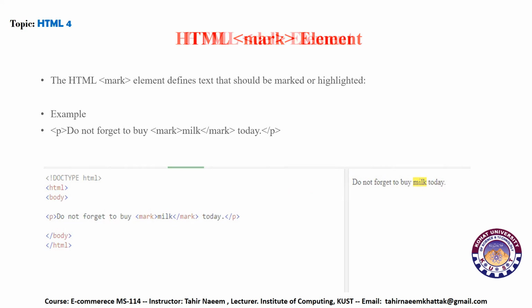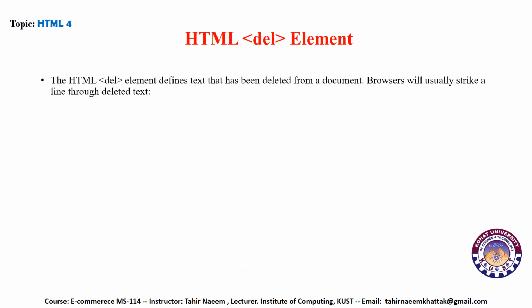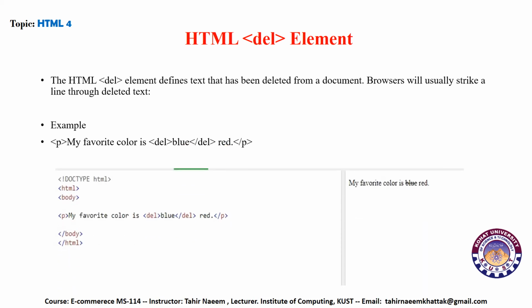HTML del. The HTML del element defines text that has been deleted from a document. The browser will usually strike a line through the deleted text. Example: p, my favorite color is, here I have deleted the blue and I have inserted red. So you can see the result for yourself.